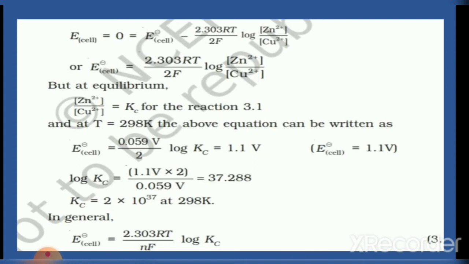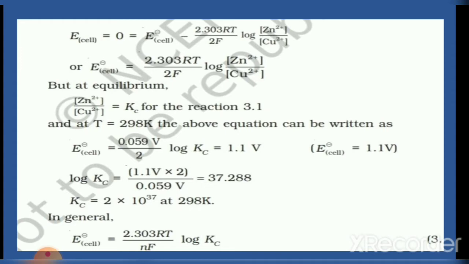You know that equilibrium constant is the ratio of the product of the concentration of the products to that of the reactants. So, Zn2+ concentration by Cu2+ concentration will be now equal to Kc. So, now when we substitute, we know that at equilibrium E cell is equal to 0. So, we get the equation E naught cell is equal to 2.303 RT by 2F log Kc.